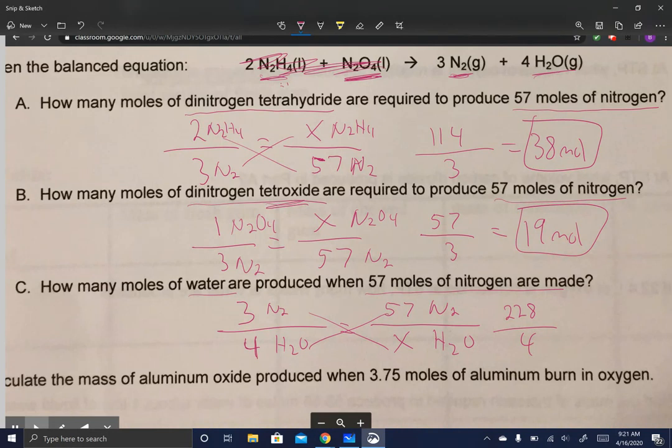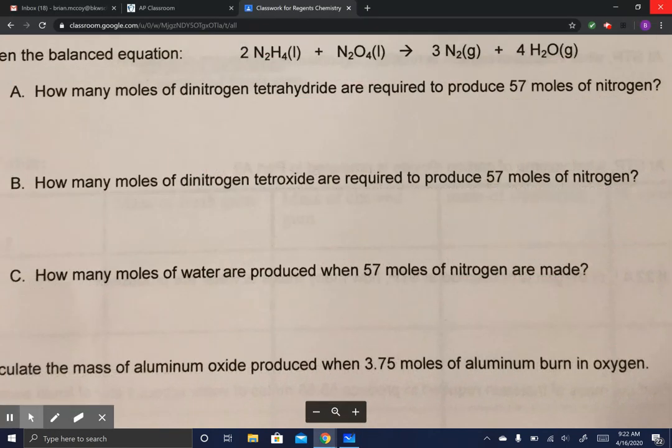Oh, sorry. Wait a second. Did I type that in? Hold on, guys. I might have typed that in wrong. No. Yeah, this 57 times 4 is 228. Divide by 3 ultimately. 76. 76 moles of water for letter C, 2C. All right, there we go.